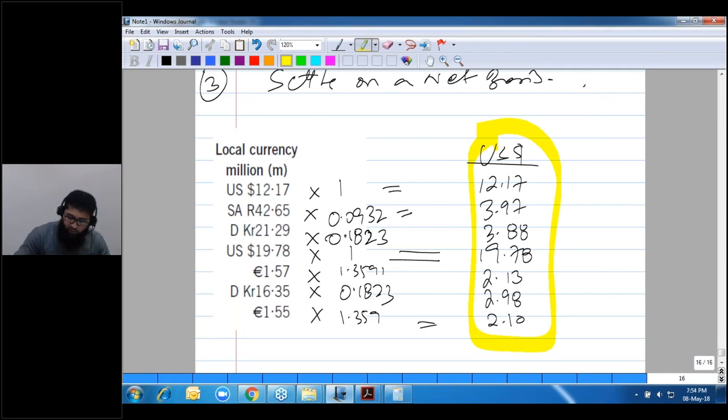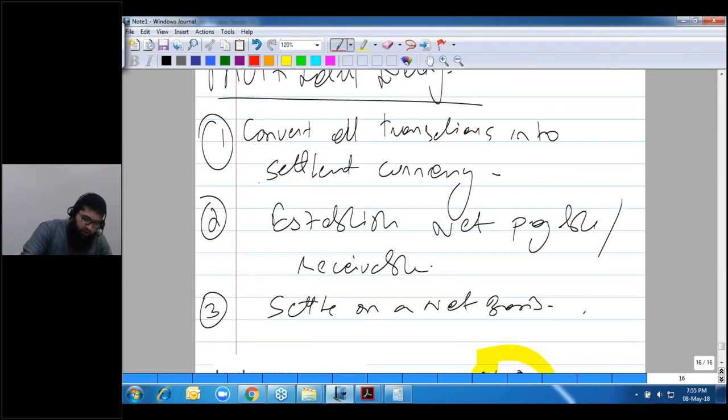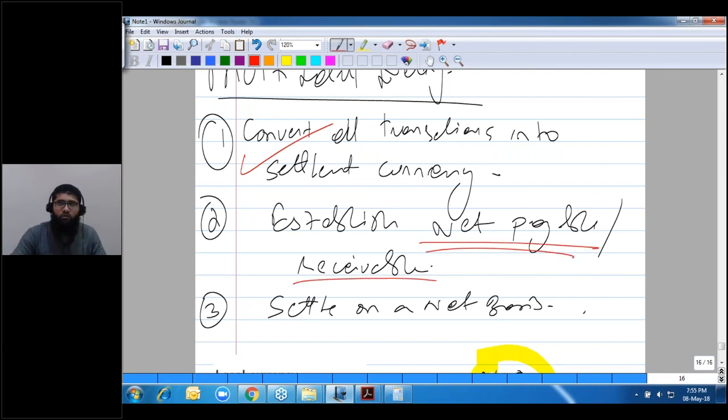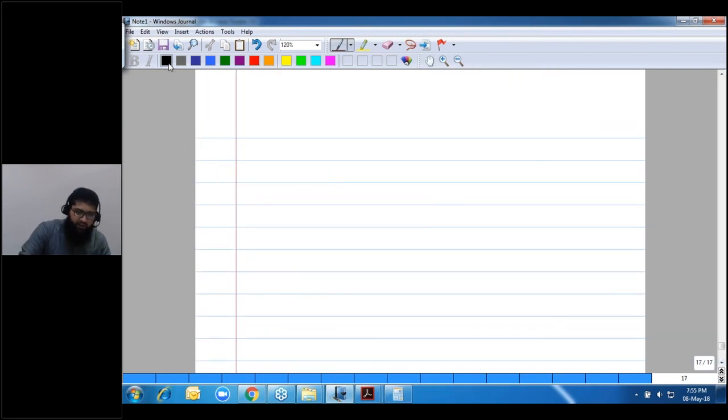Okay, now let's move forward. So basically, the first thing when it comes to multilateral netting is to convert all transactions into settlement currency. Once you have converted all transactions into settlement currency, the next step is to create a net payable or net receivable. Now, how do we create a net payable or net receivable? Let's talk about it. The net payable or net receivable is created by creating a transaction matrix.